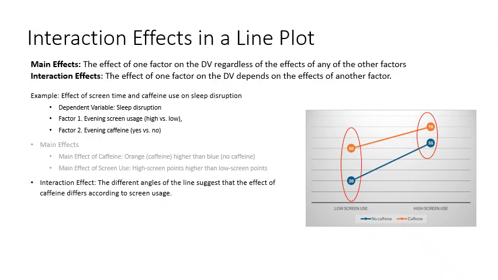So the interaction effect is the different angles of the line. So the fact that the angle of the orange line is less pronounced than the angle of the blue line suggests that caffeine use differs according to screen usage.